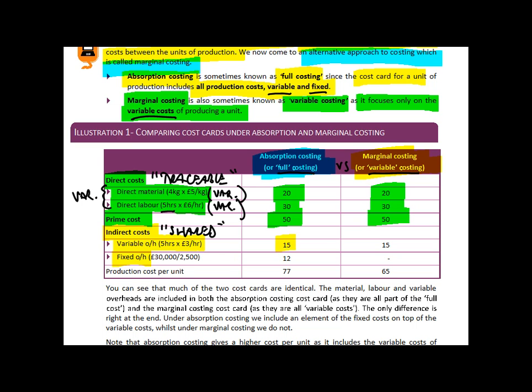Now that variable overhead would be included in the absorption costing cost card because that is the full cost. It will include everything.